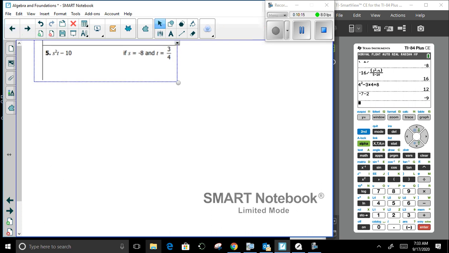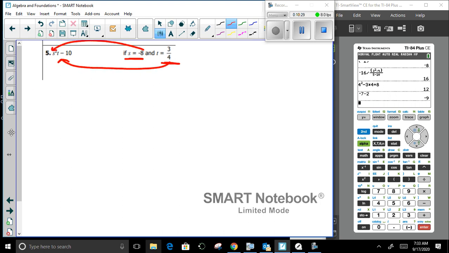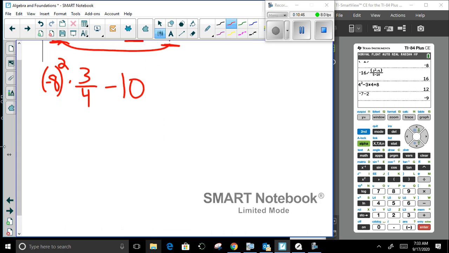All right, let's look at this one. We got two variables here, s squared times t minus 10, where s is negative 8 and t is 3/4. So let's plug them in. So s squared means negative 8 squared. Notice how I put parentheses, because whenever I'm squaring a negative, I want it in parentheses. Times t, so times t is 3/4 minus 10. My parentheses and my exponent are first. Negative 8 squared means negative 8 times negative 8. A negative times a negative is a positive 64.